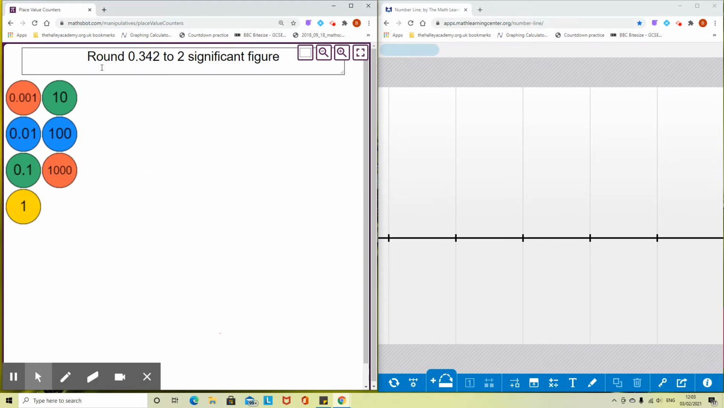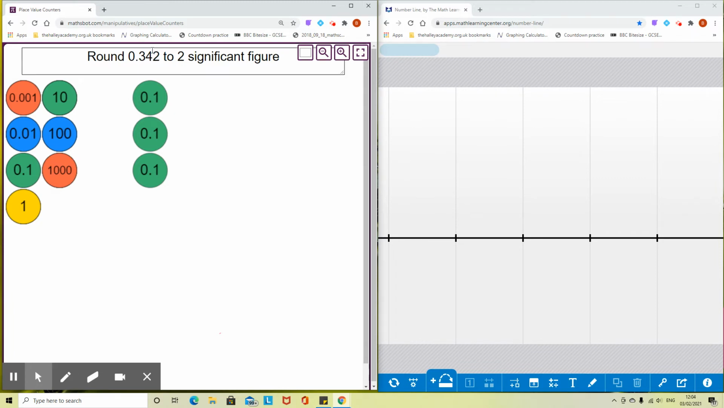Now let's look at another example. Here we need to round 0.342 to two significant figures. So first I'm going to use the counters to construct the number 0.342. So I'm going to start with 0.1 once, twice, and 3 times, which gives me 0.3.